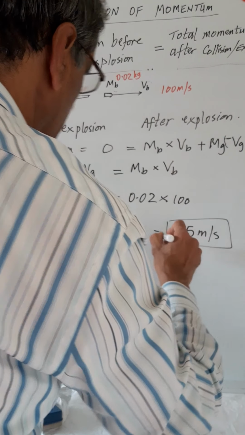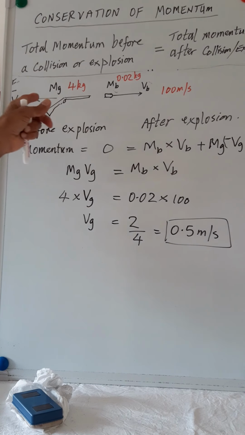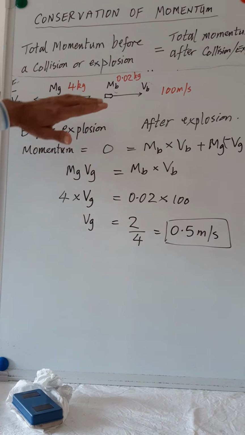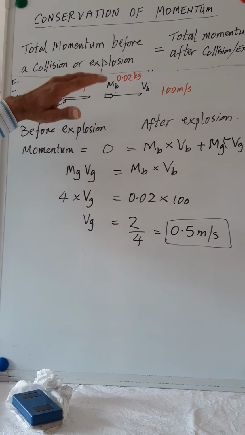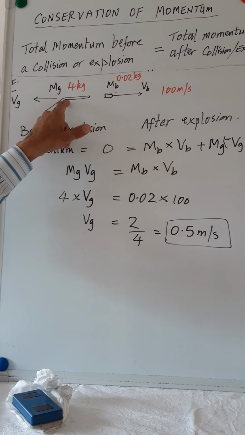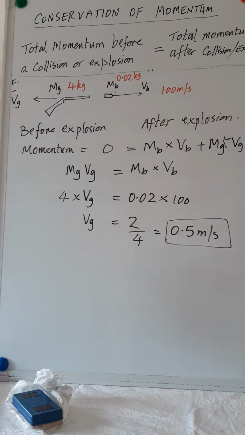So we say that the gun recoils back with a velocity of 0.5 meters per second. Now, what happens if the mass of the bullet and the mass of the gun were about equal? Then the gun will recoil with a much bigger velocity, which could be very dangerous.